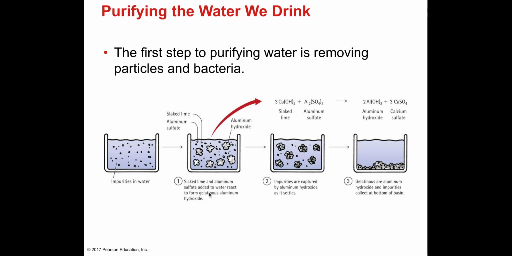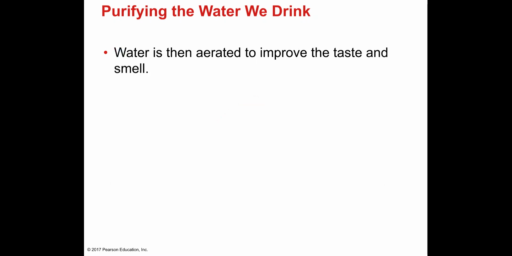So when we add this, it is going to react to form gelatinous hydroxide. So it is going to make sure that these particles come together to form a clump. Okay. And so once this clump is formed, it is going to settle at the bottom. Once it settles at the bottom, the water is now aerated to improve the taste and smell.